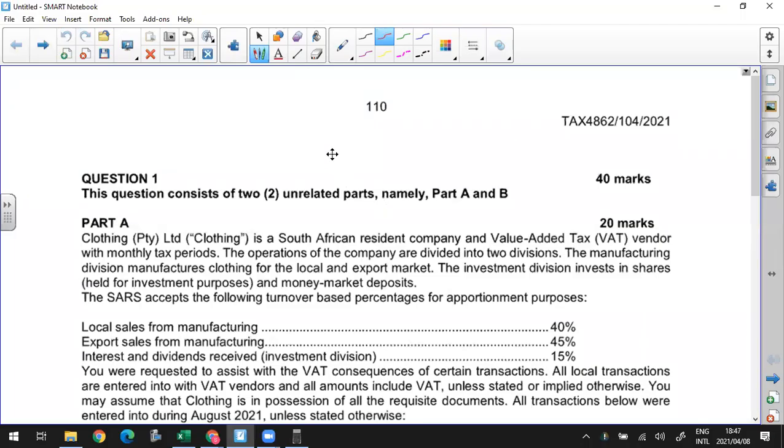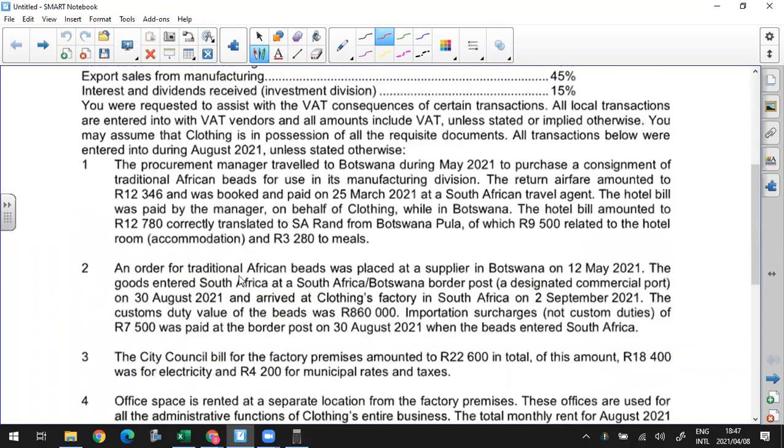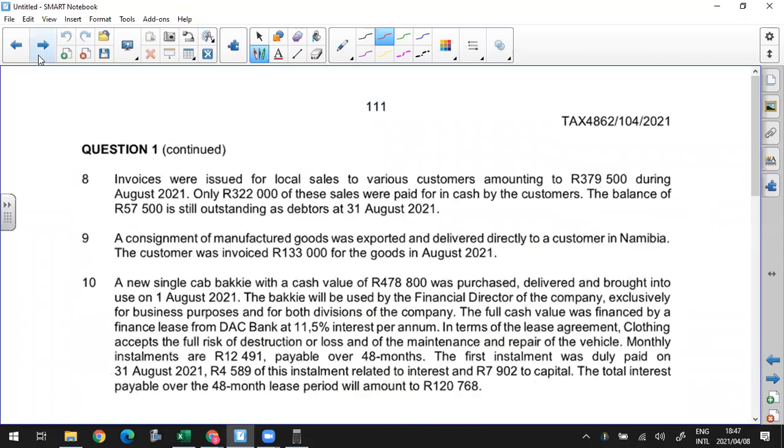So traditionally, the difference between a 4861 and 4862 question is that in a 4862 question, they normally will have some form of apportionment in the question. So normally all of the 4862 questions have some form of apportionment in them. So let's start, guys. Let's look at the required before we do this.